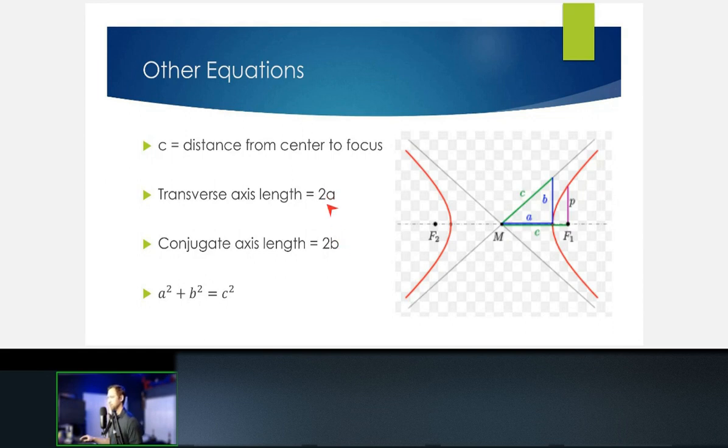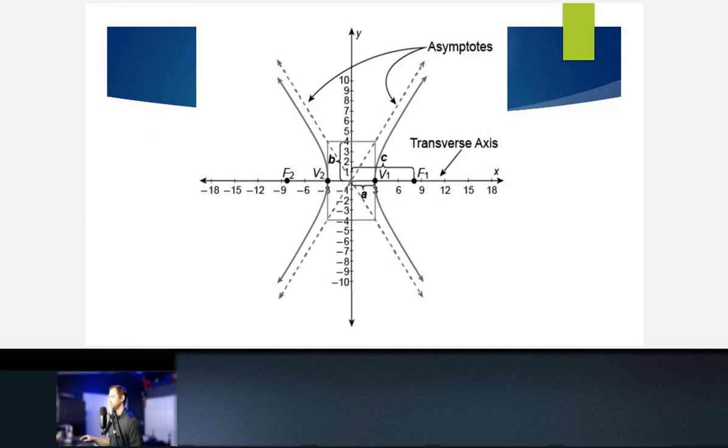Same thing for the conjugate. So again, transverse, vertex to vertex, that is your transverse axis length. And then from b to b, which we're actually going to plot off of the center, so we'll do like from b to b, that is your conjugate axis length. All right, all doing good so far?